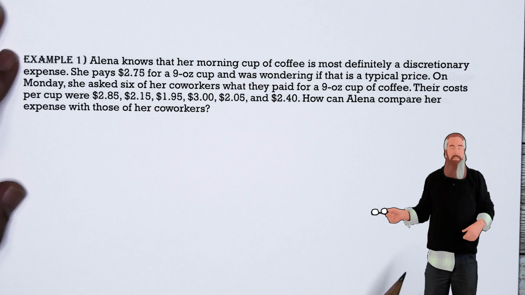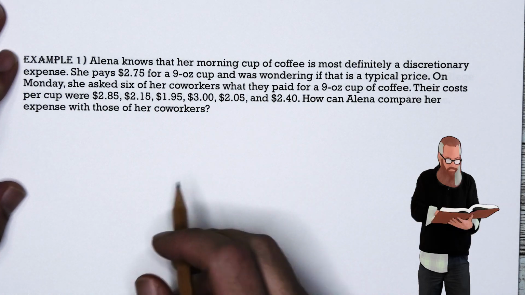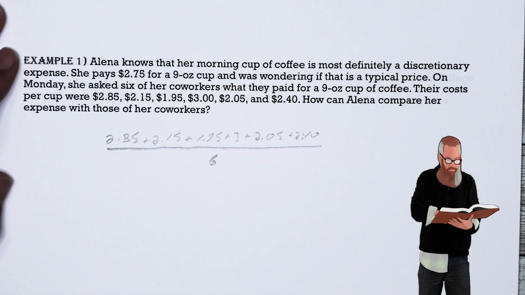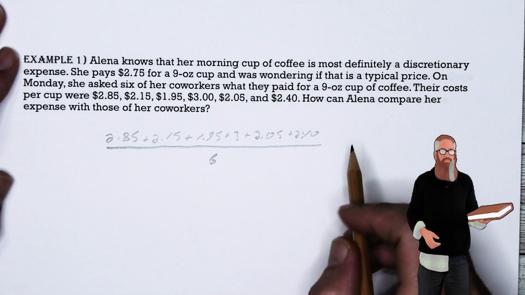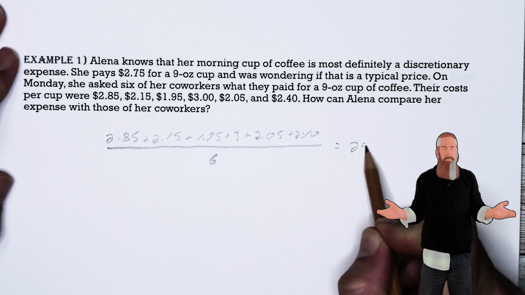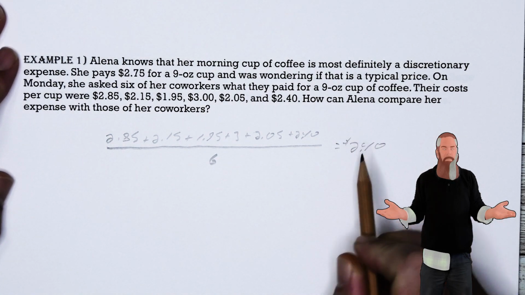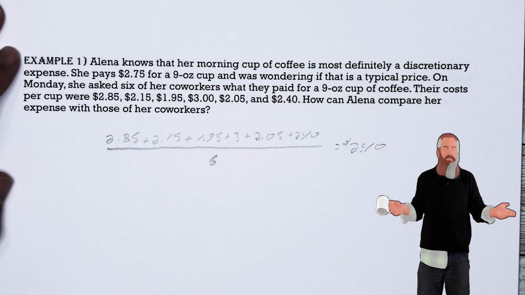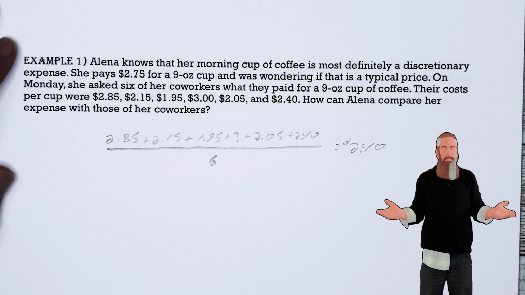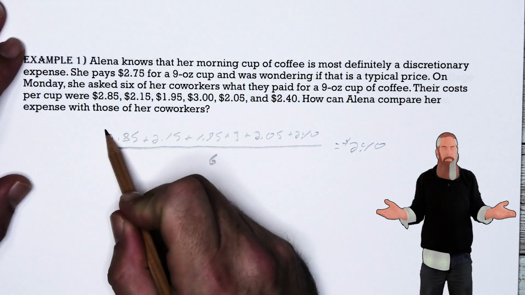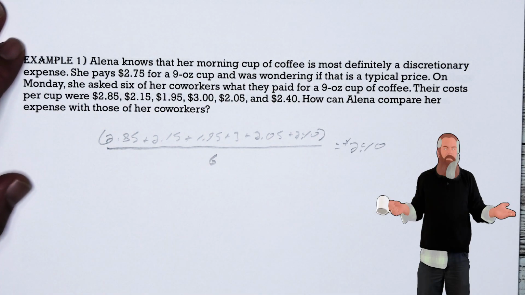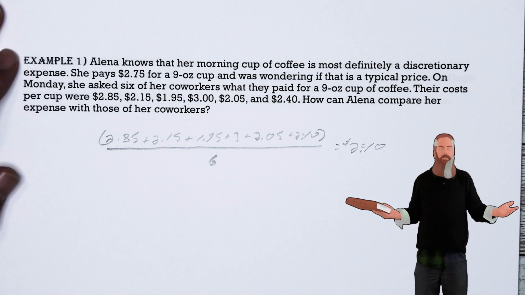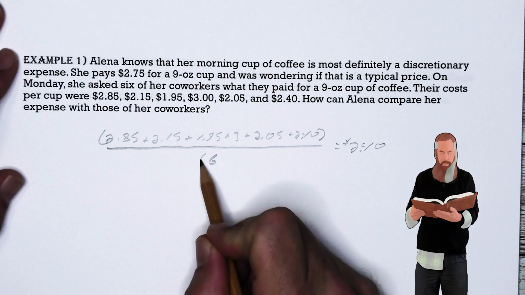Alena needs to find the mean of all 6 prices. To do this, we're going to add up all 6 prices and divide by 6. This is going to give us $2.40. Notice the fraction bar can be viewed as a grouping symbol that implies parentheses in the numerator around both the entire numerator and the entire denominator.